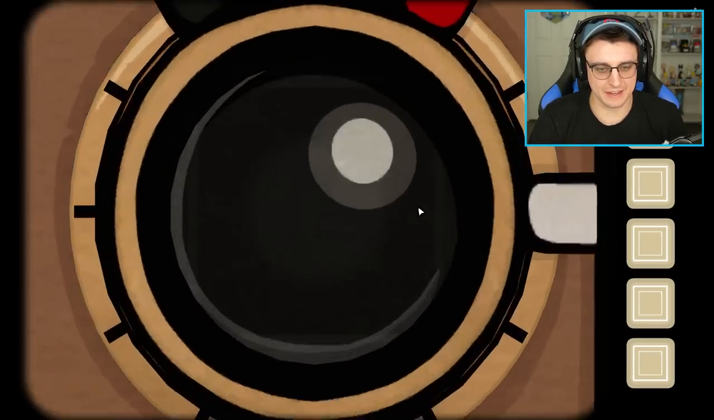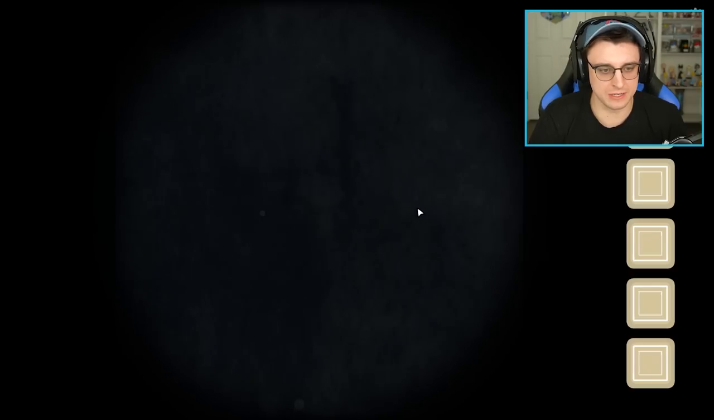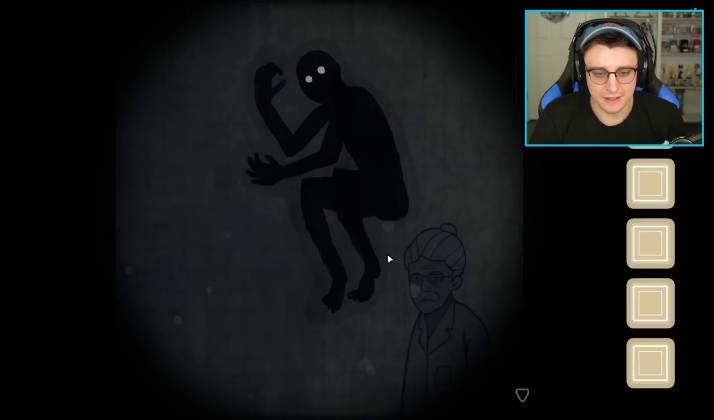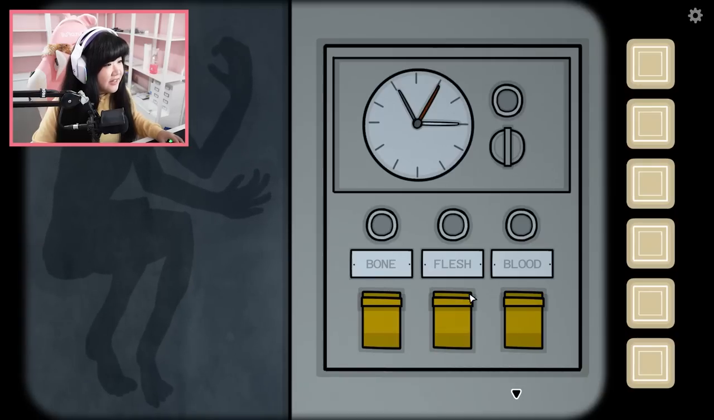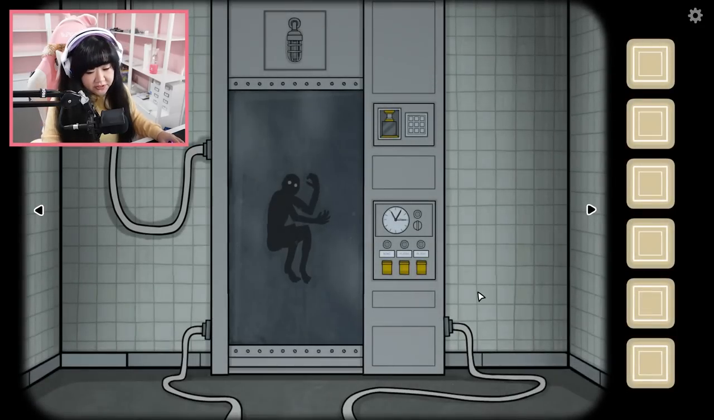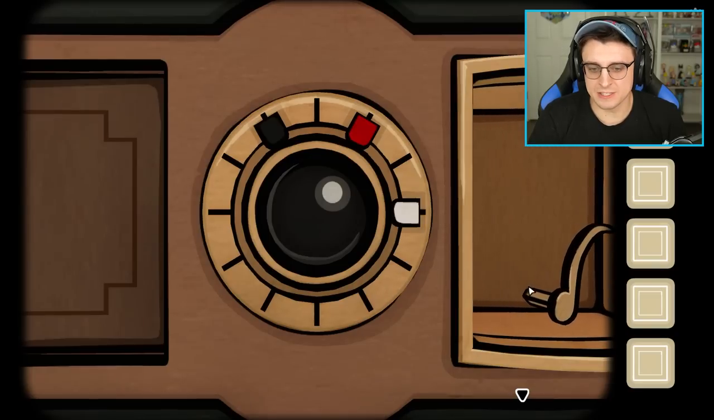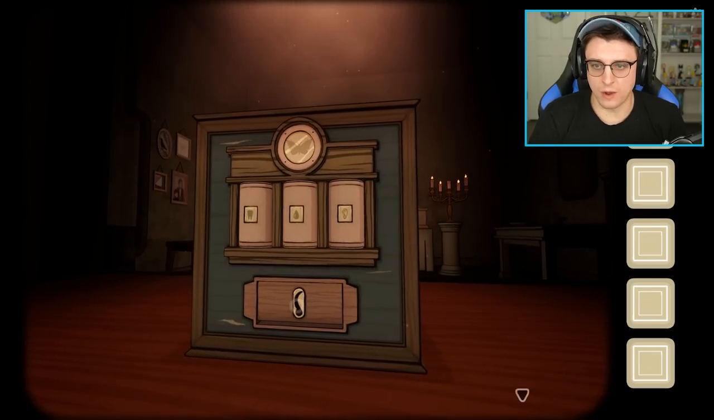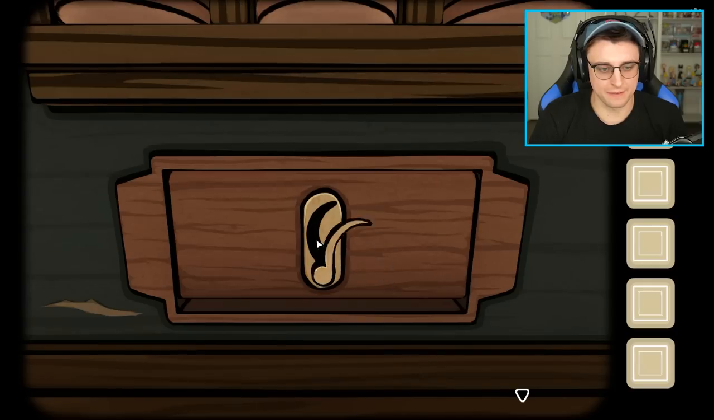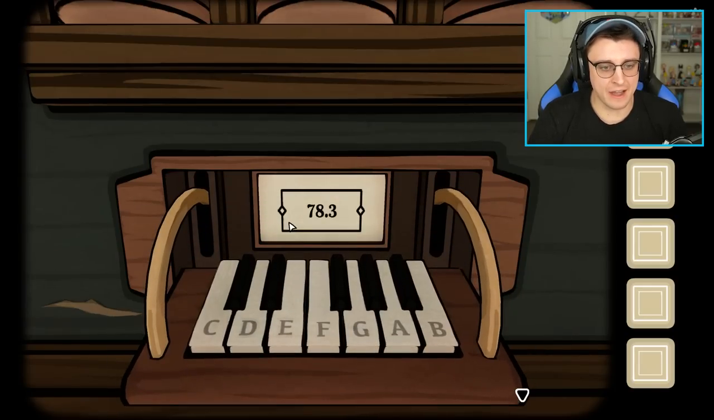White is 3. Okay, I'm zooming in. I'm zooming into something. And then I see the shadowy figure inside of a tank. On this thing, I have bone, flesh, and blood, so I think maybe it needs to be collected first. Then I just got a thing open, and I got a music key. I have a music key. Let me see if there's somewhere. I bet it goes right here. Oh, yep. I have a radio. I just did something. Now I have 78.3, which I'm assuming is a radio station, just conveniently.